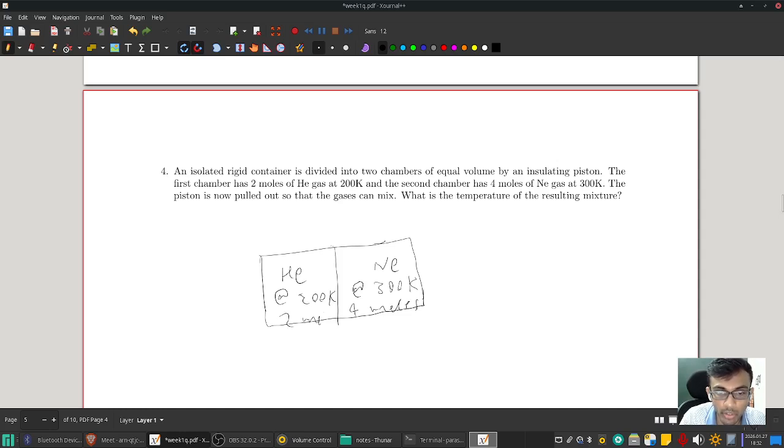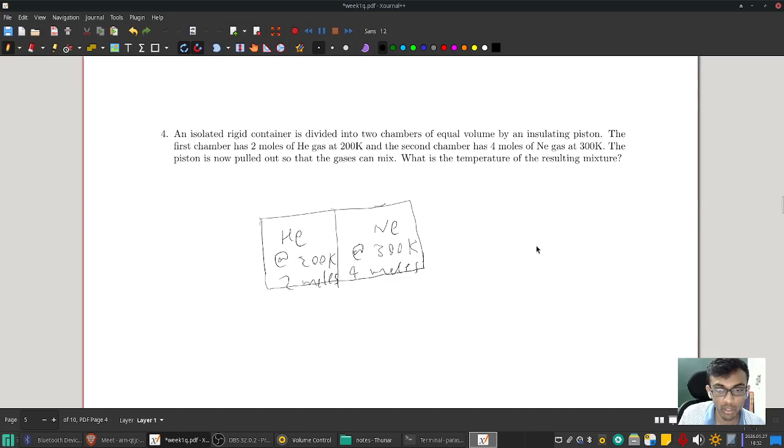This is 2 moles. And now, this piston or membrane is pulled. It's removed somehow. It has disappeared, and now the gases can mix, and you have to find the final temperature of the mixture.